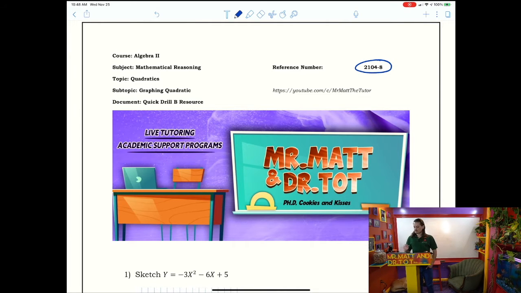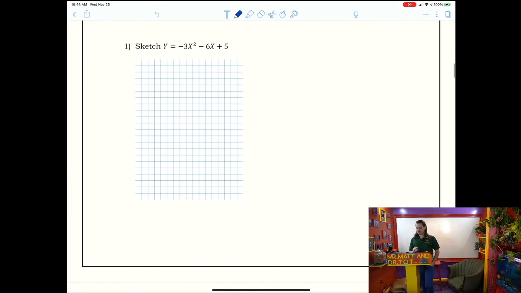So I'd like you to pause the video and sketch a graph of y is equal to negative 3x squared minus 6x plus 5. So we can first of all notice that this is in the standard form of a quadratic. The standard form is y is equal to ax squared plus bx plus c.